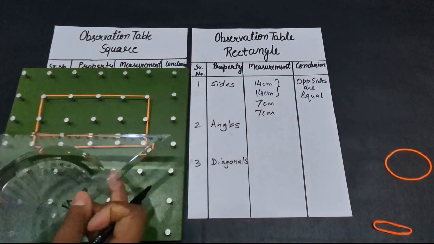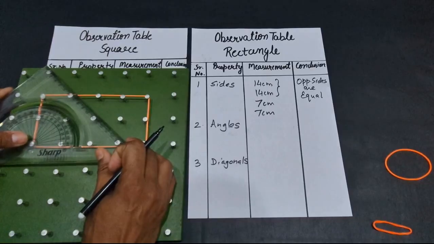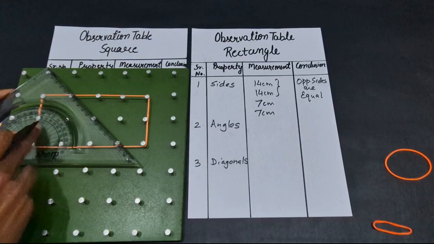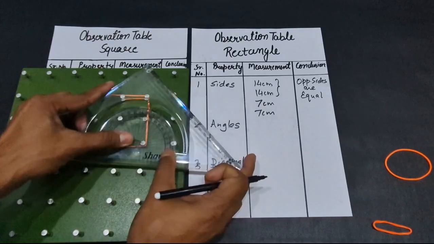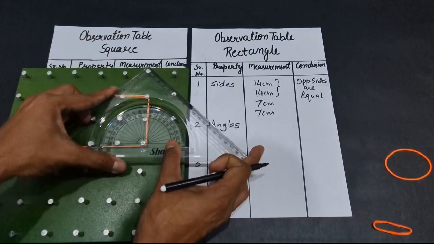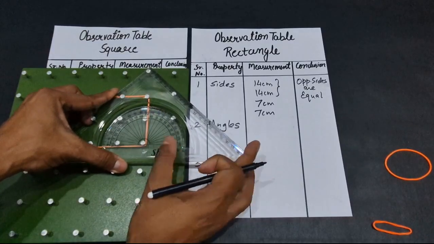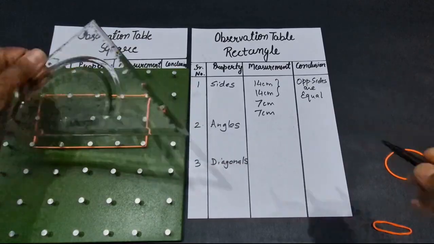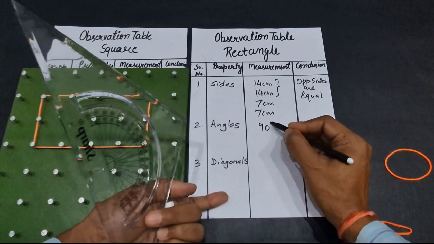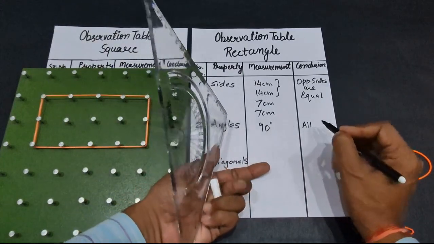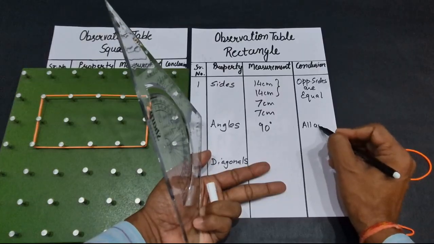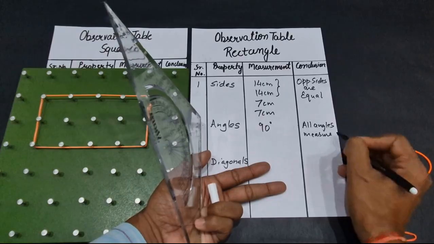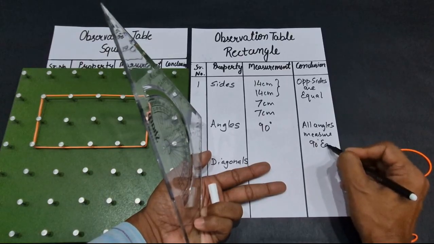Measuring the angles, you will find the same thing again which you found in the square. All angles are of the same measure, that is 90° each. So if you place the protractor like this, you will find that all angles are measuring exactly 90°. So all angles are 90°, and the property is the same. All angles measure 90° each.